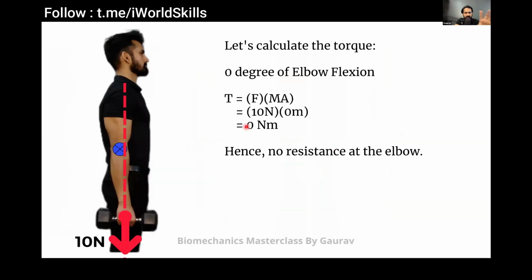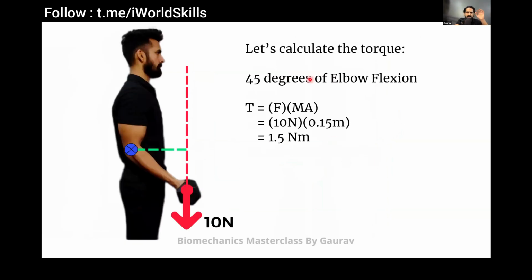We have already calculated 0 Newton meter, no resistance at the elbow, no challenge for the bicep muscle. Now let's calculate torque at 45 degrees of elbow flexion. Now at 45 degrees, we can see there is a significant moment arm over here. Let's say the length of the moment arm is 0.15 meter. So 10 Newton multiplied by 0.15 meter gives you 1.5 Newton meter of torque. So resistance has increased from 0 Newton meter in the starting position to 1.5 Newton meter at 45 degrees.